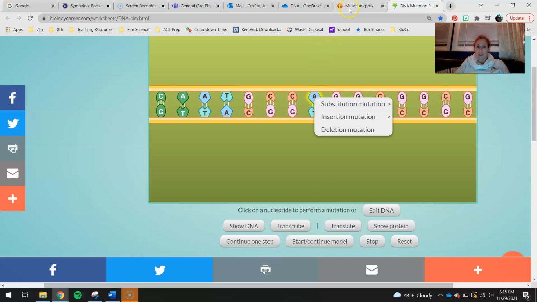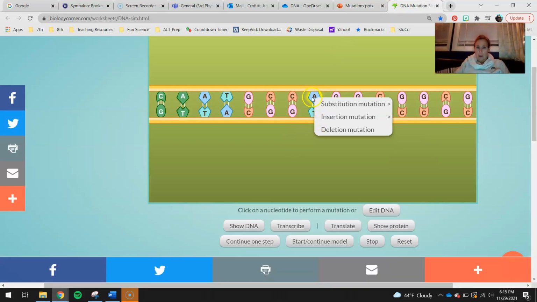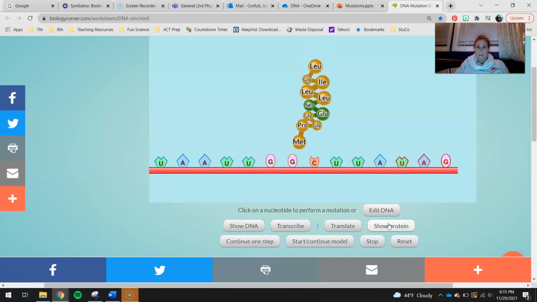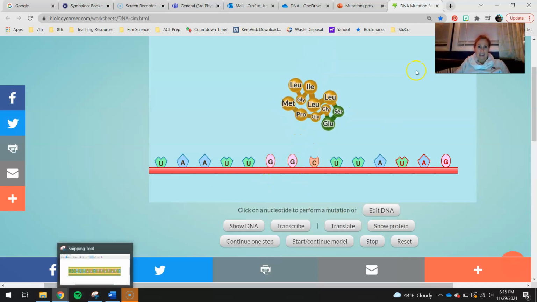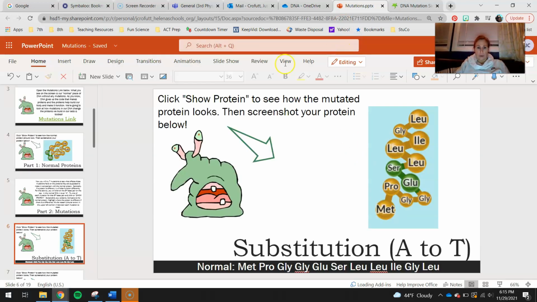And my first one I'm going to do, if I look back, is a substitution. I'm going to change that A to a T. So here I am on my 8th. I'm going to go A to T, and I'm going to click then Show Protein. Okay? And then like I already did, I'm going to go ahead and snipping tool this protein. So it would look something like this. Again, I've already done this for you guys, so here's that picture for you. And then what you guys can do is you can compare.